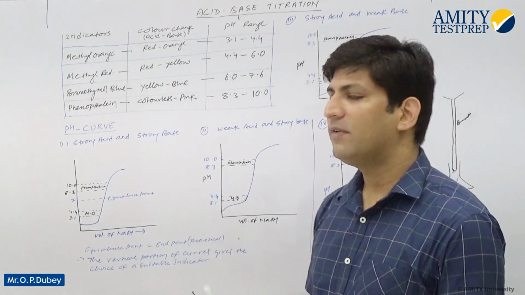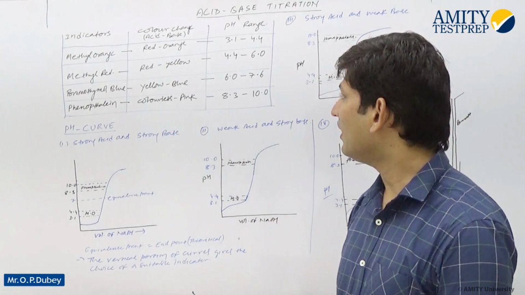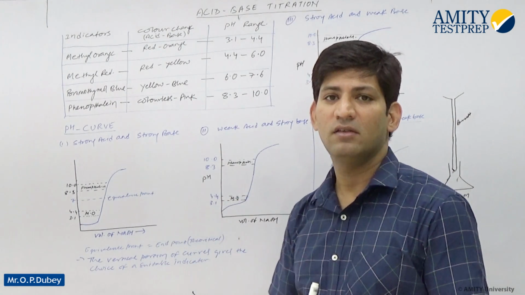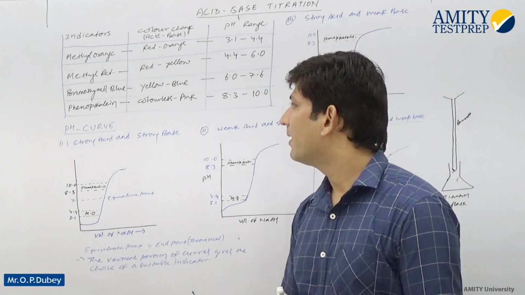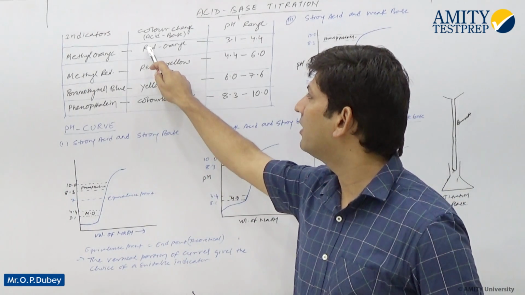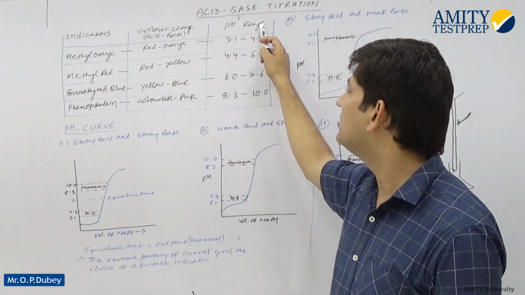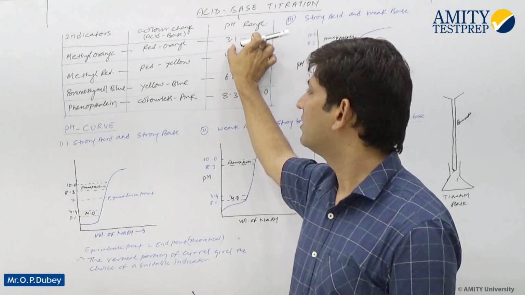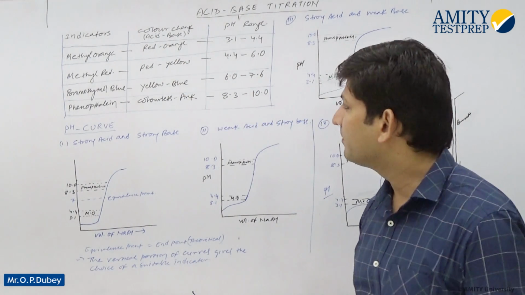There are different types of indicators which are used during the acid-base titration, and their color change and the pH range in which they show the color change. First is methyl orange. The color of methyl orange in acidic solution is red, and in basic solution it becomes orange, and the pH range is 3.1 to 4.4. That means in this range the methyl orange shows the color change during the experiment.